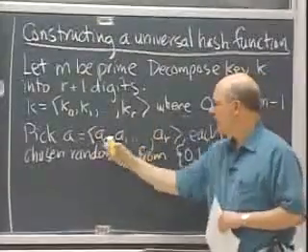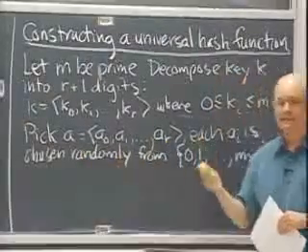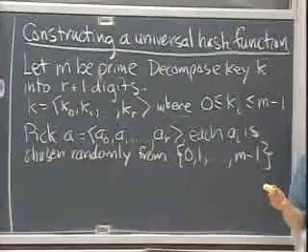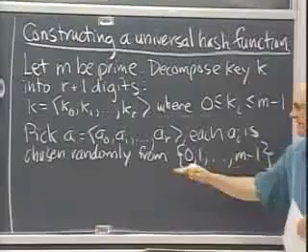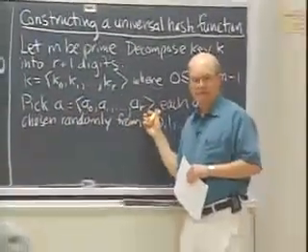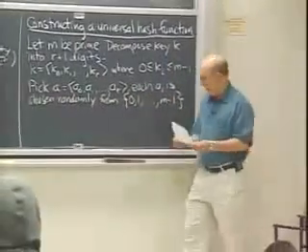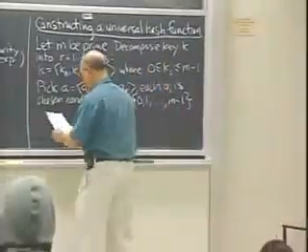And for each possible value of a, we're going to get a different hash function. So we're going to index our hash functions by this random number. So this is where the randomness is going to come in. Everybody with me? Okay. And here's the hash function.